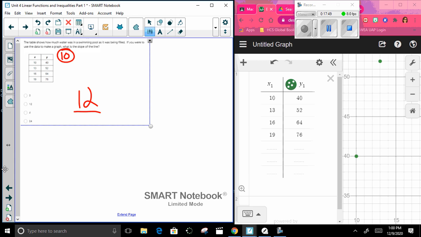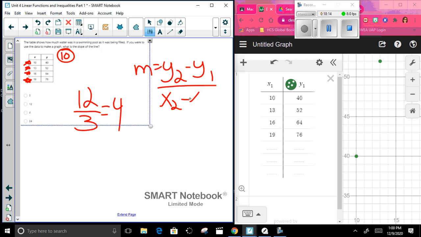And I'm running right 1, 2, 3. 12 divided by 3 is 4. If you didn't want to use your calculator, remember, all of these are points. You could pick 2 points and do y2 minus y1 over x2 minus x1.